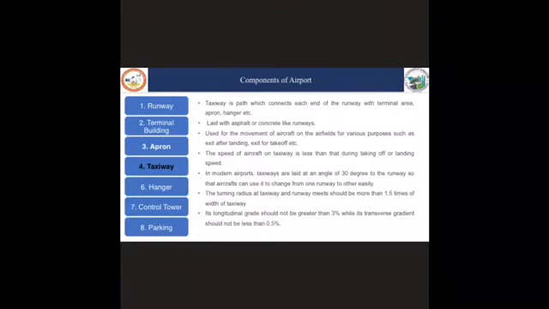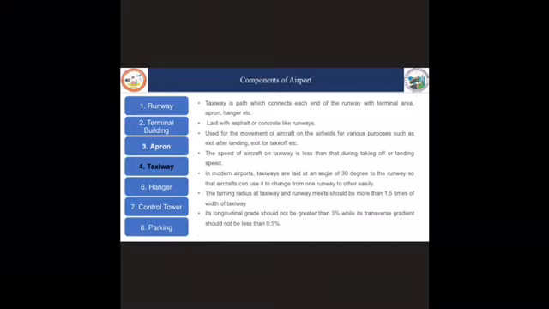The next component is taxiways. Taxiways are the paths which connect each end of the runway with the terminal area, apron, hangars or any other part of the airport components. Usually taxiways are laid with asphalt or concrete like a runway. They are used for the movement of aircraft within the airport, such as when an aircraft has to exit after landing or before takeoff, and for maneuvering operations. Generally the speed of the aircraft on taxiways is less than during takeoff and landing.